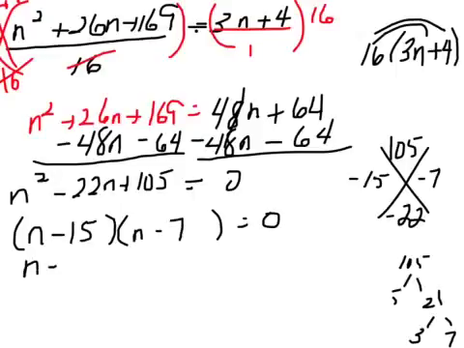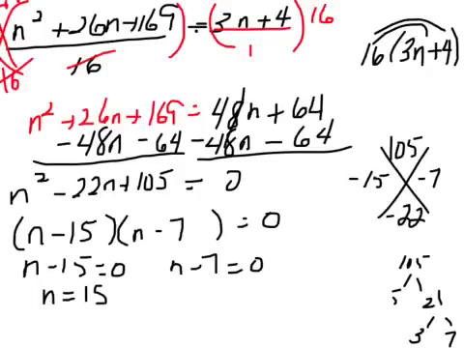So if I set each factor equal to 0, I'd get n over here. The first one would give, if I add 15 to both sides, n is 15. If I add 7 to both sides on this other one, I would get n equals 7. So it looks like we have two answers, 15 and 7. But we need to check those out. And remember, we could put them on the calculator to check them out. I'm going to check them out on the next page.